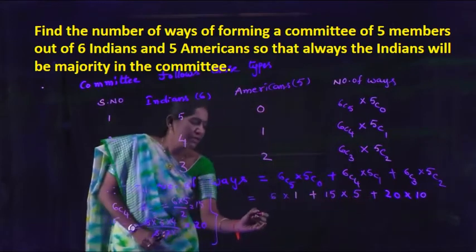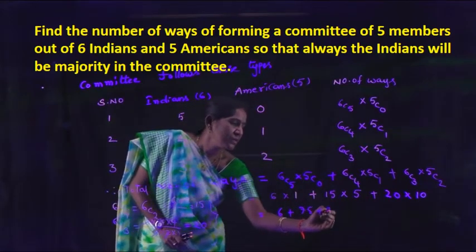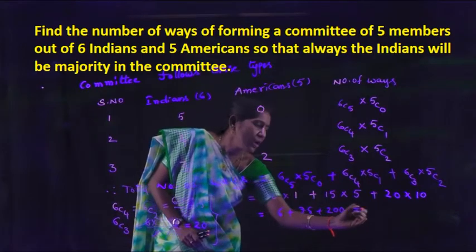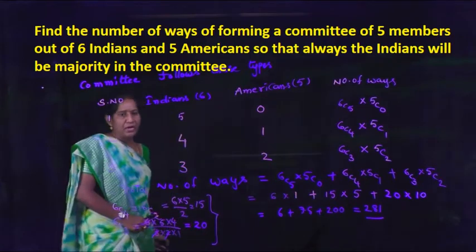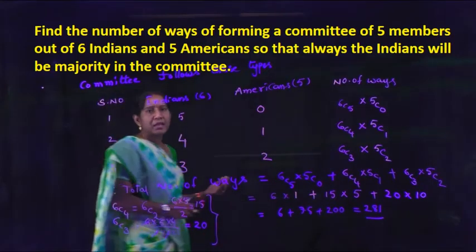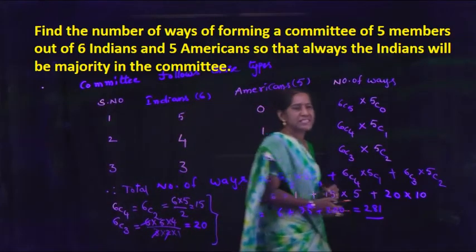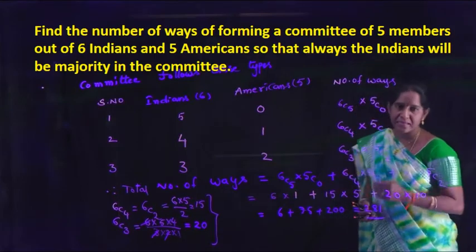So this equals 6 plus 75 plus 200. By adding all these, we get this value is 281. So the number of ways to form a committee of 5 members out of 6 Indians and 5 Americans, always with Indians in the majority in the committee.